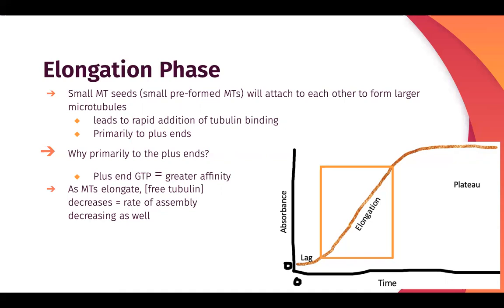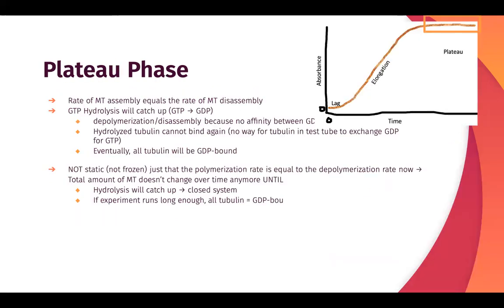And then as microtubules elongate, your concentration of free tubulin, that's what those little brackets mean, will decrease, obviously, because unless we're continuously adding the tubulin, we run out of free tubulin because we're adding it to the microtubule. So your rate of assembly is going to start decreasing because you have less and less tubulin to add on, which takes us to the plateau phase, which is where our assembly equals the rate of deassembly, because GTP hydrolysis is always happening.